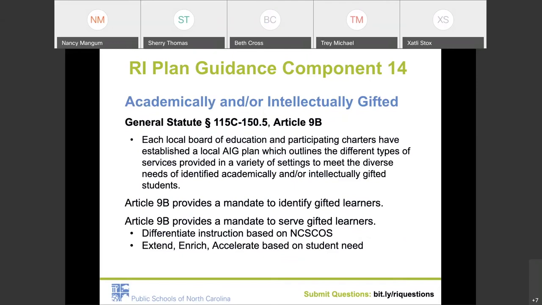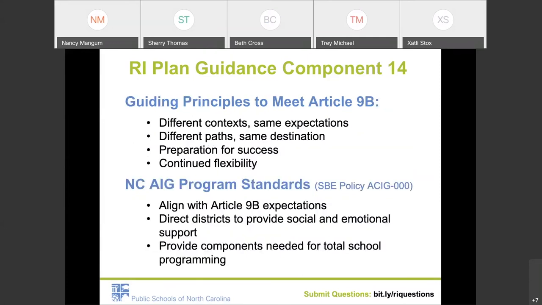I just want to remind everyone that the general statute that undergirds gifted education in North Carolina is Article 9B. This mandates that we identify and serve gifted learners, and within the mandate to serve is a requirement to differentiate instruction. We can go to the next slide. There are several principles that we need to keep in mind to meet Article 9B requirements and the standards that light the way, if you will, to help guide us through meeting the requirements of this plan. I'm not going to read them to you because Jamie and Nancy spent a good deal of time setting the stage for us, and this is just reiterating what everyone else has talked about. So we'll go to the next slide.